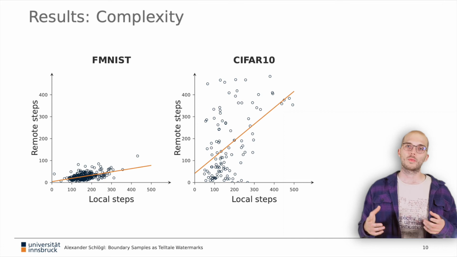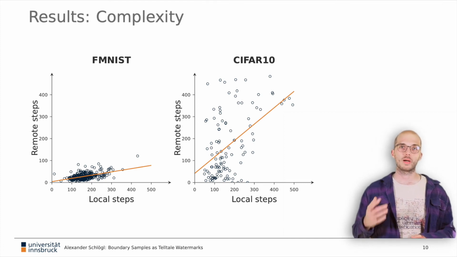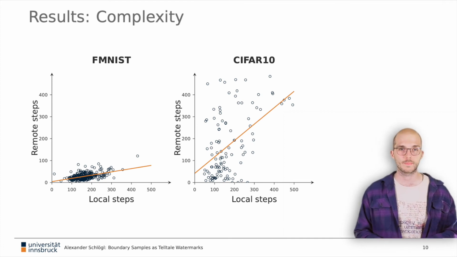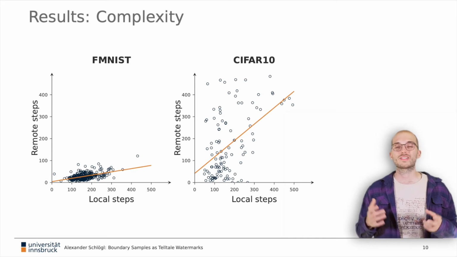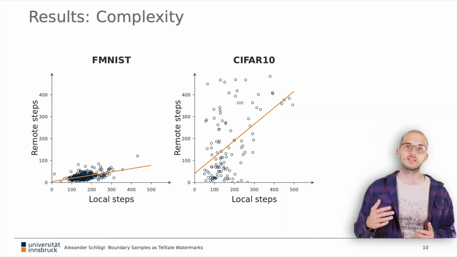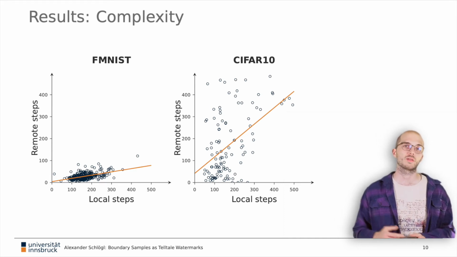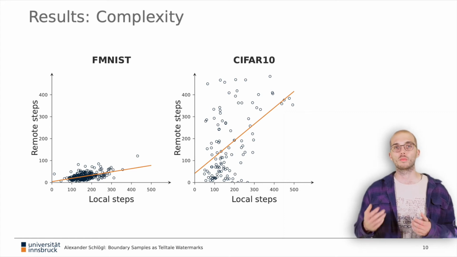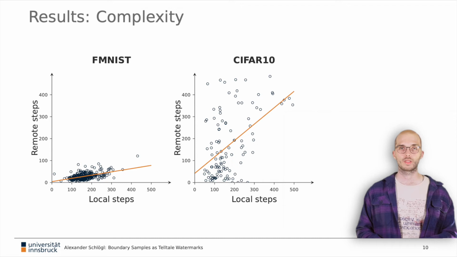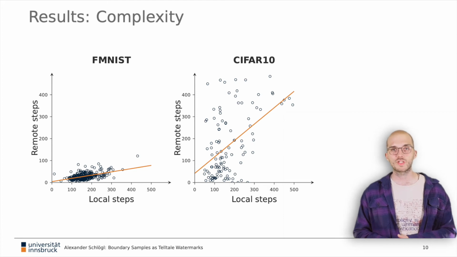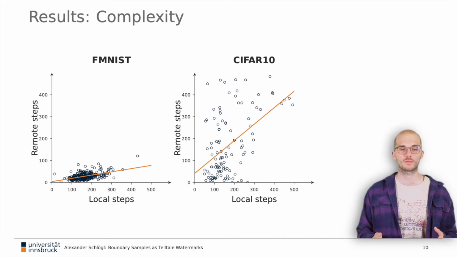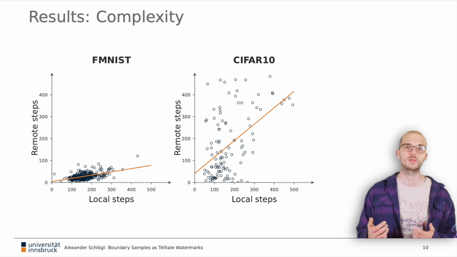Next, let's examine the required number of steps to generate boundary samples for both our datasets. Both datasets show a similar number of local steps, indicating a similar effort to approach the decision boundary. The number of remote steps, however, is much larger for Cypher than it is for FMNIST. The trend line indicates a much steeper relation between local steps and remote steps for Cypher, but this may be influenced by the fact that we have a lot fewer successful samples for FMNIST and thus much fewer data points.